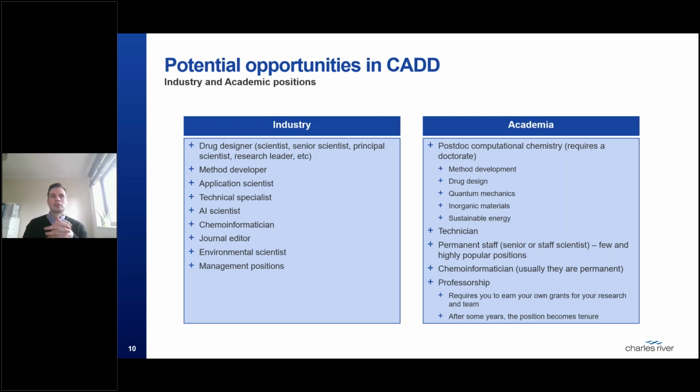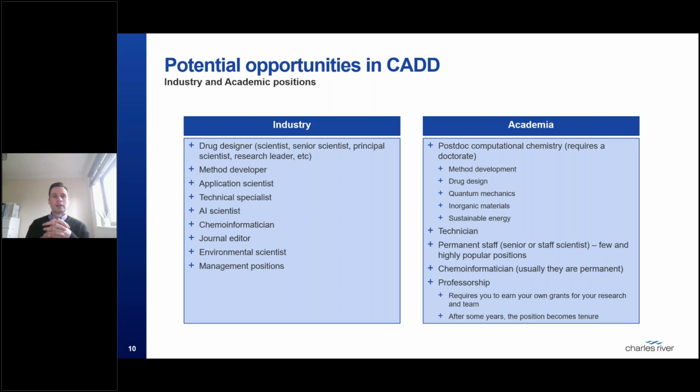We have then the academia, with the very well-known postdoc positions. Postdoc positions for computational chemistry contain method development focus, drug design. You can have positions focused entirely on quantum mechanics, even sustainable energy. So a lot of things can be found out there. There are technician positions that may also not require a PhD. Maybe having a Master of Science can be enough to have a position like that.